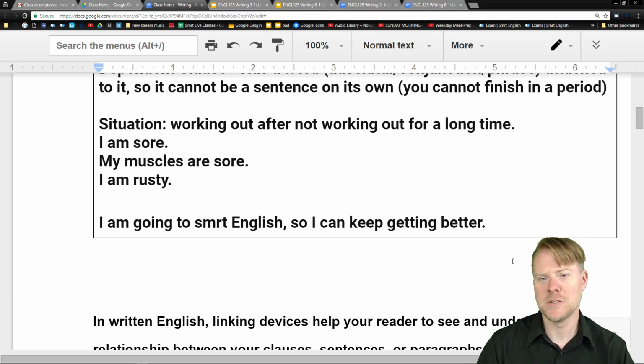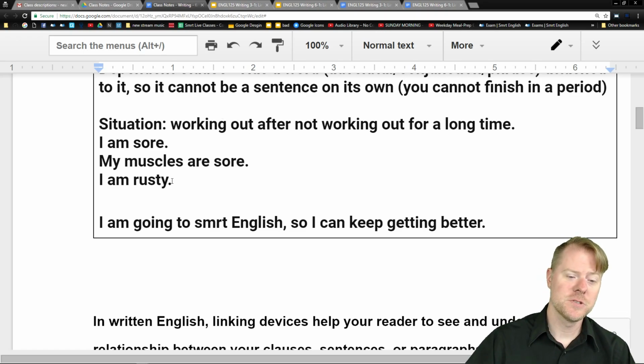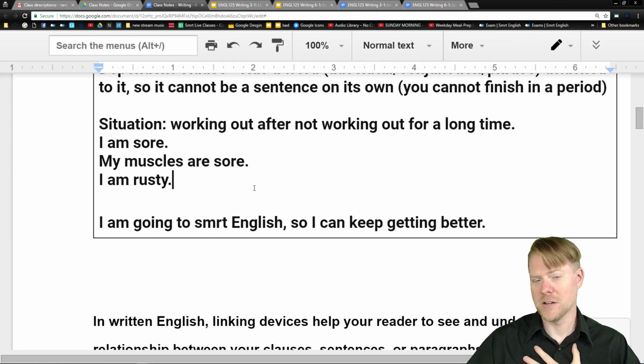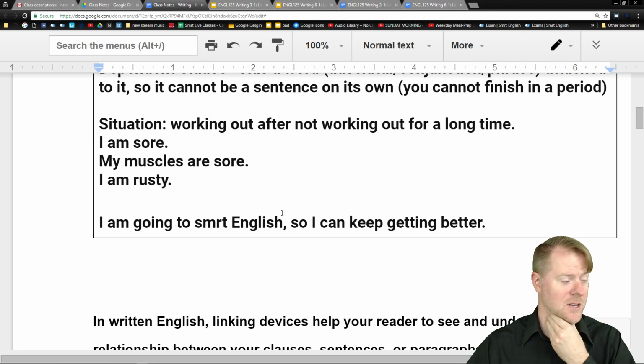Rust is what happens to wet metal. And we use it to talk about humans, to talk about us personally, when we have not kept up with our skills, when we have not practiced a skill for a long time. You can just say, I am rusty. Gym was hard, working out was hard. I was rusty.